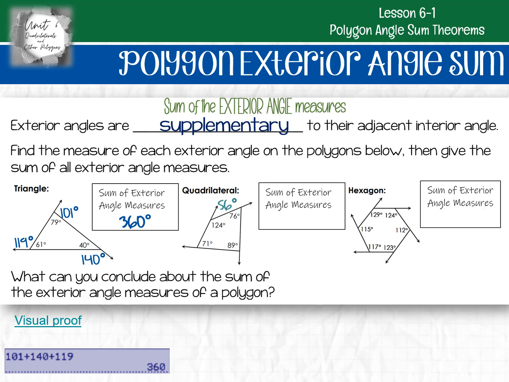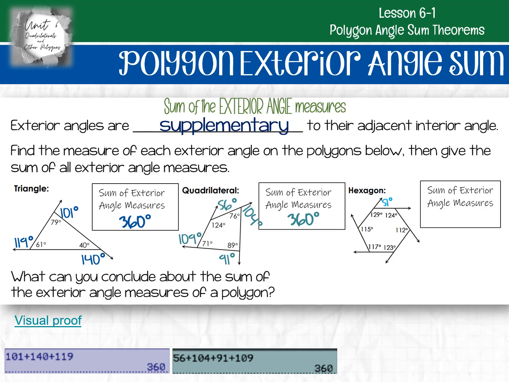Next one, exterior. 124 is a linear pair with 56. 76 is a linear pair with 104. 89 is a linear pair with 91. 71 is a linear pair with 109. Add them up. 360 again.